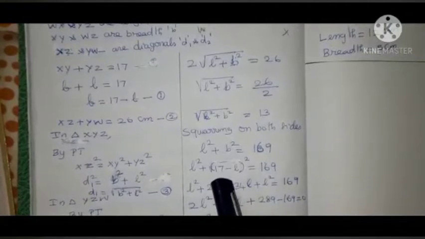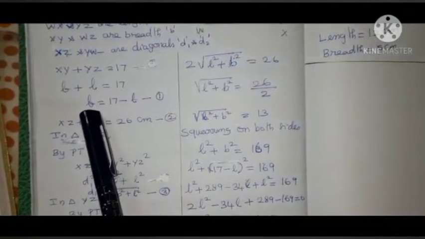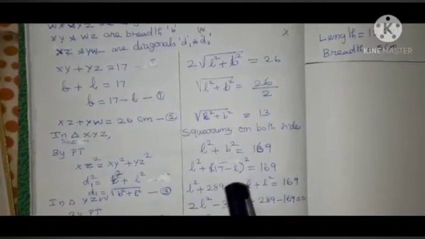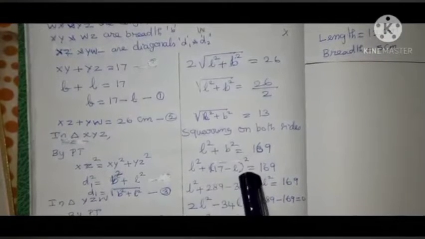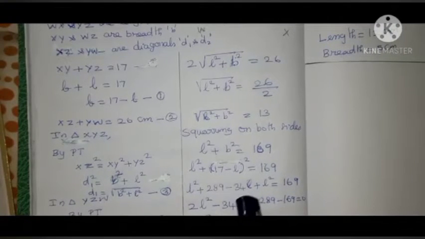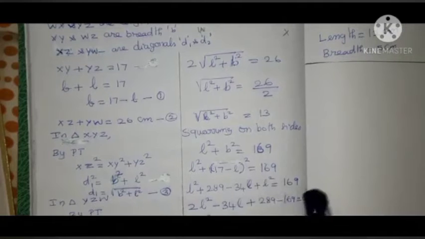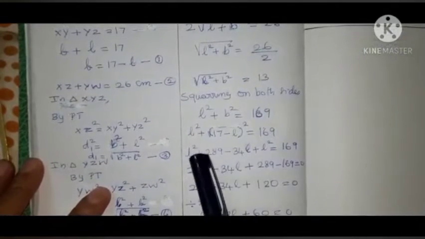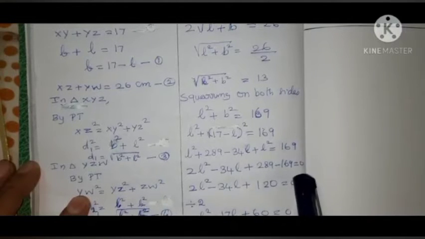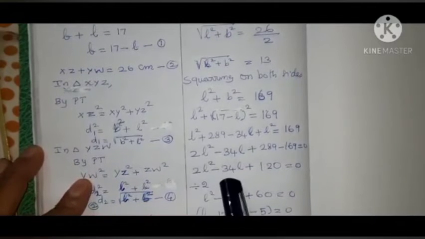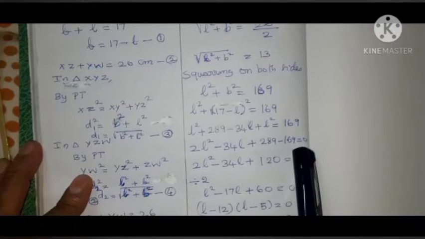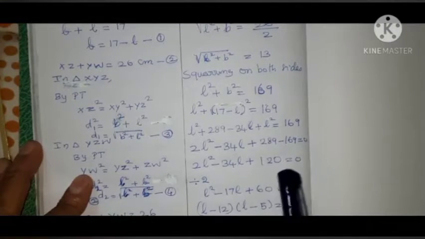B is equal to 17 minus L from 1. So L square plus 17 minus L, the whole square is equal to 169. This is the A minus B whole square form. So 17 square is 289, minus 2 into 17 into L, 2 into 17 is 34, 34L, plus L square is equal to 169. L square plus L square, 2L square minus 34L plus 289 minus 169 is equal to 0. 289 minus 169, we get 120. So 2L square minus 34L plus 120 is equal to 0.